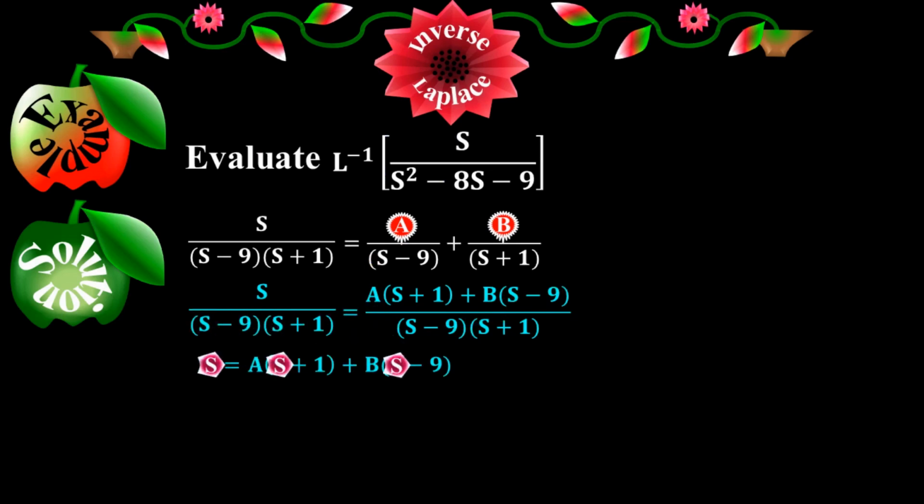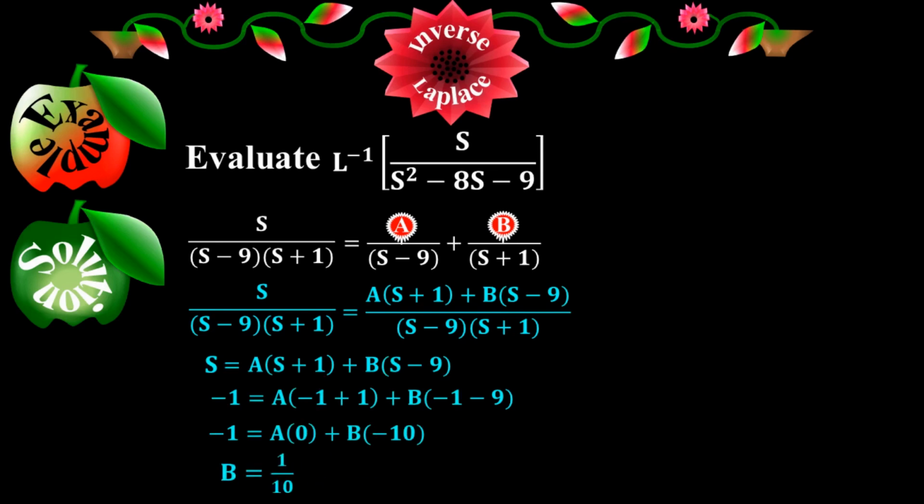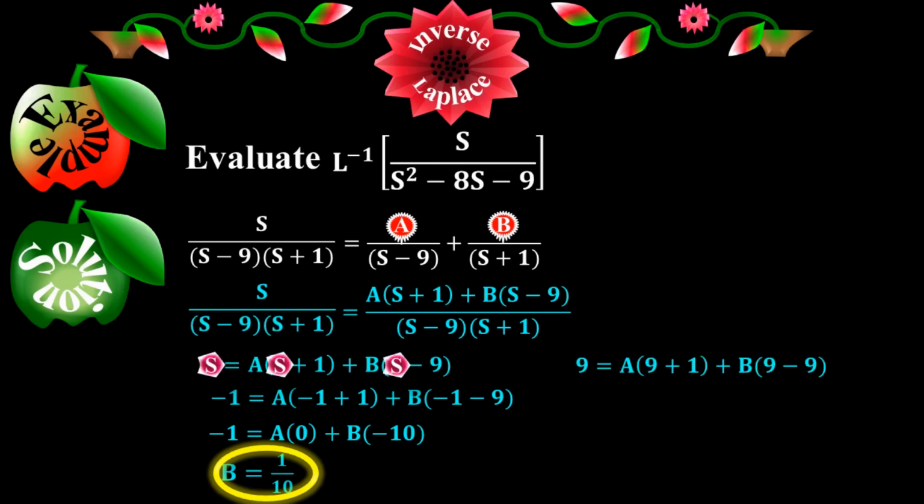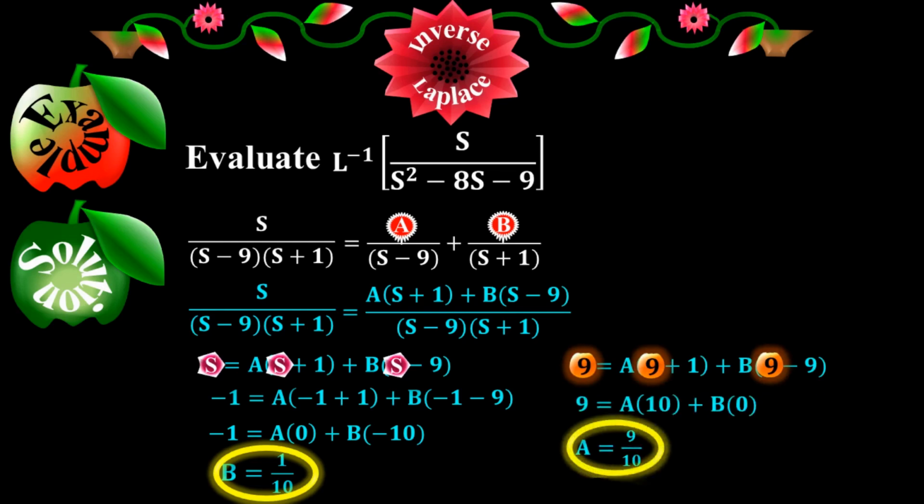If I put the value of s equals minus 1, just put the value of s equals minus 1, I will get the value of b equals 1 over 10. Well, this is my b. But if I put the value of s equals plus 9 and simplify the equation, you will get the value of a equals 9 over 10. These are the values of a and b.